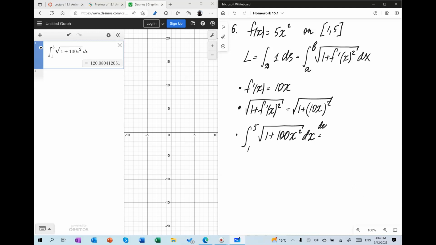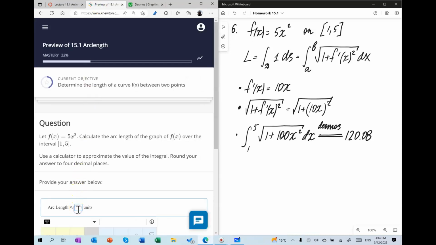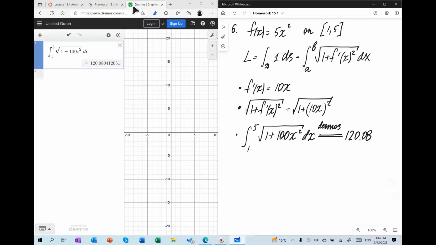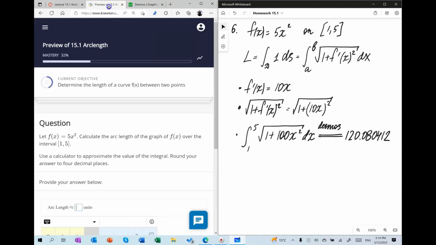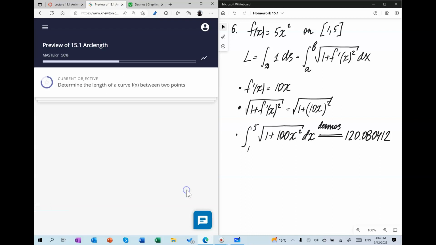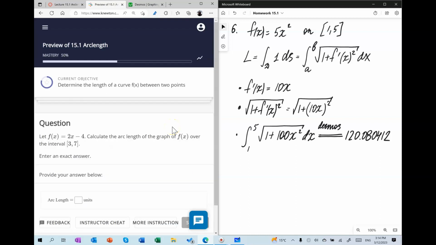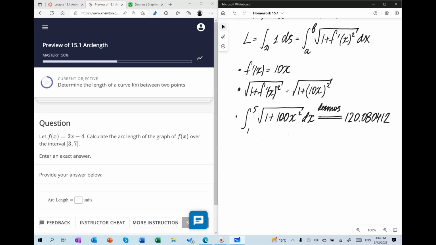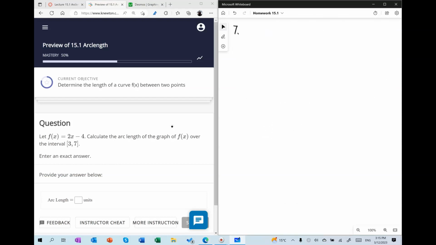So I used Desmos, and the answer is 120.08, and we have to round to 4 decimals, so 0.412, and we're going to write the answer is 120.0804. All right. Next problem.